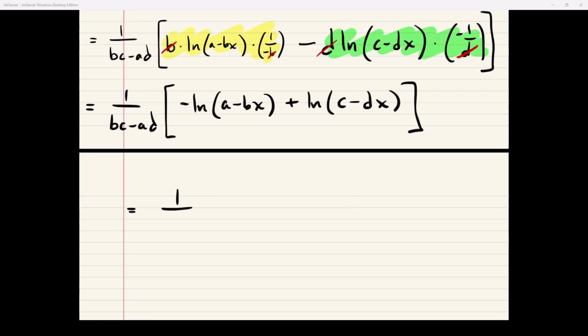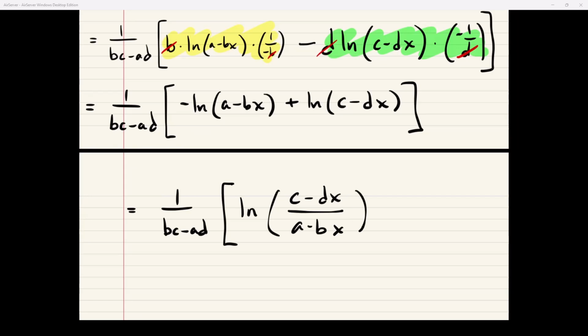Let's write this as 1 over bc minus ad. Now, those two ln's, they can be combined. So the one that has the negative gives me an expression in the denominator. So let's just write this as a single ln of c minus dx over a minus bx. Because I have that negative there, that's going to put that in the denominator.